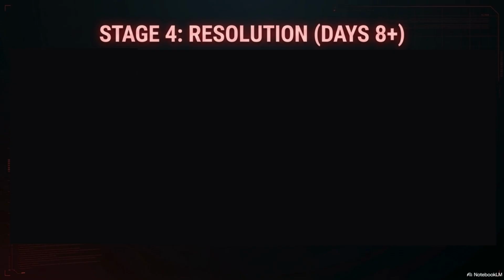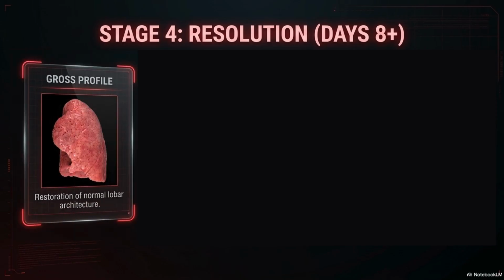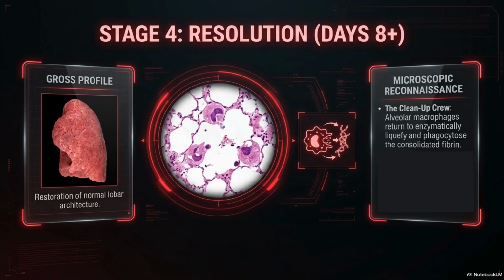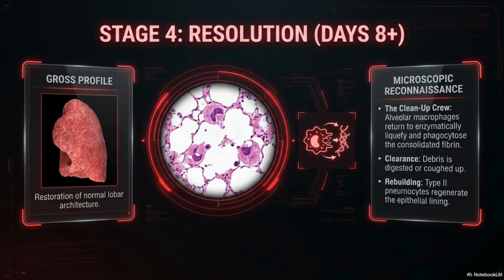Finally, we hit stage 4, resolution from days 8 and beyond. The gross profile is a beautiful restoration of normal lobar architecture. Looking at the microscopic recon, the cleanup crew arrives. Alveolar macrophages return to enzymatically liquefy and phagocytose the consolidated fibrin. During clearance, this debris is digested or coughed up. Concurrently, rebuilding occurs as type 2 pneumocytes regenerate the epithelial lining.